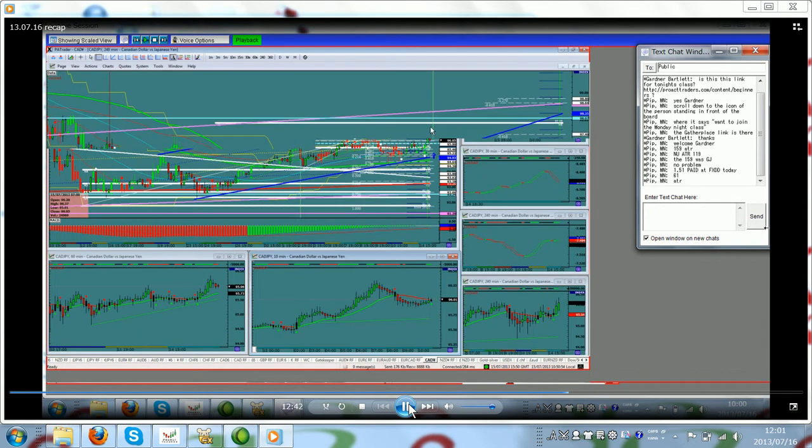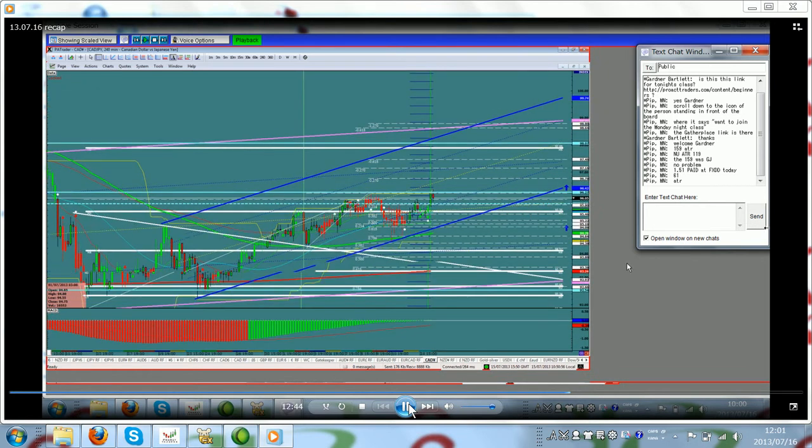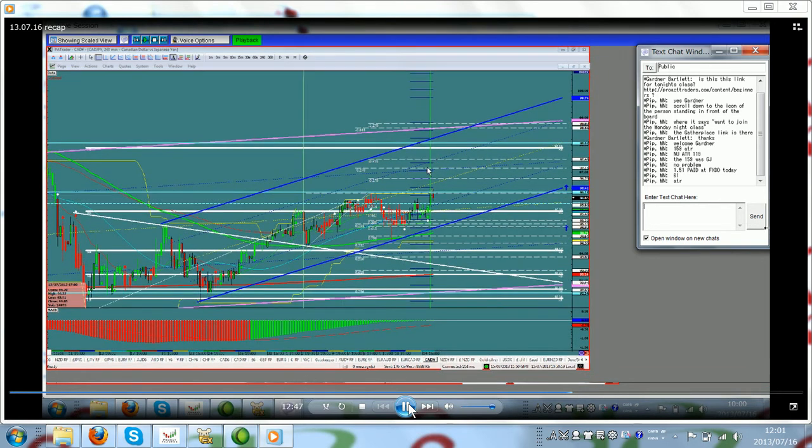CADyen. Alright, we're looking for the bounce. Break to the north. Big opportunity here in this CAD yen, folks.